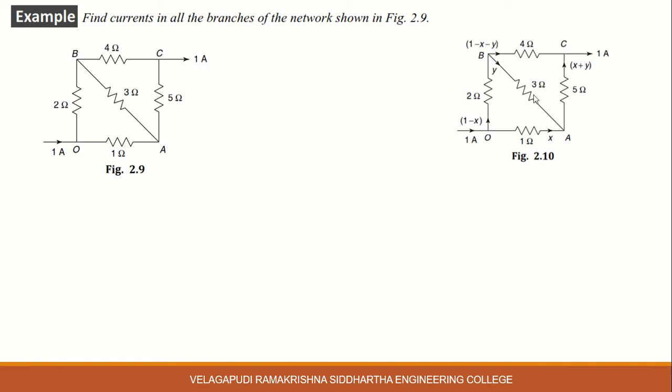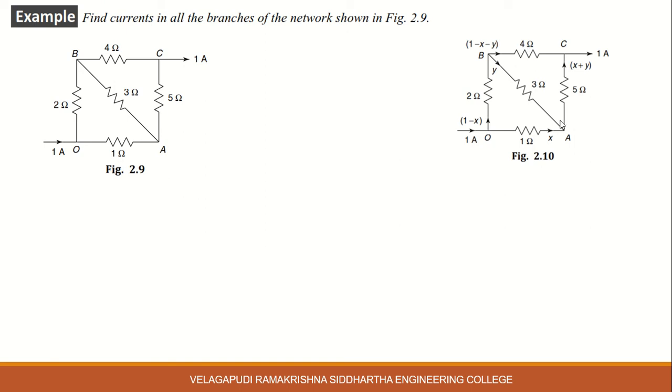The current through the 3 ohm resistor, assume it as Y. So the 2 ohm resistor current is 1 minus X, and the 3 ohm resistor current is Y. So finally the 4 ohm resistor current is 1 minus X minus Y.